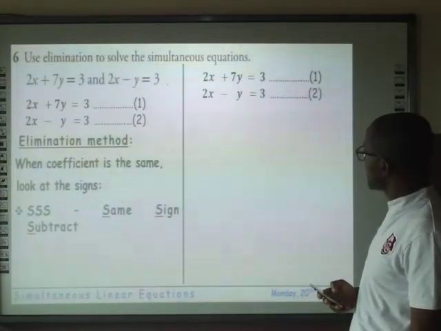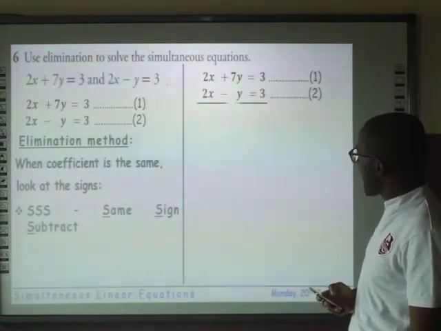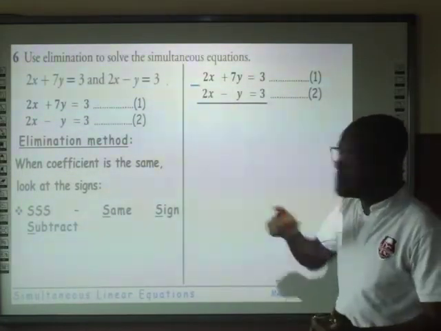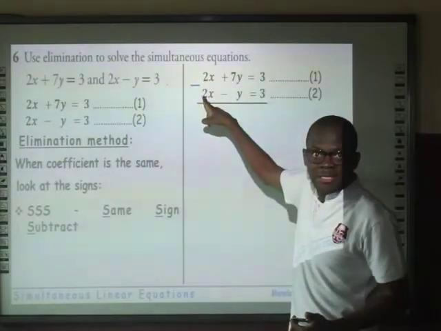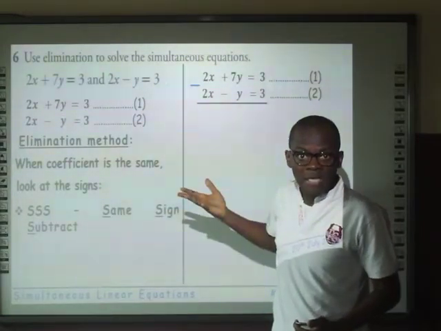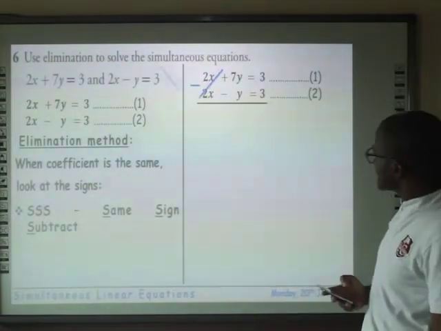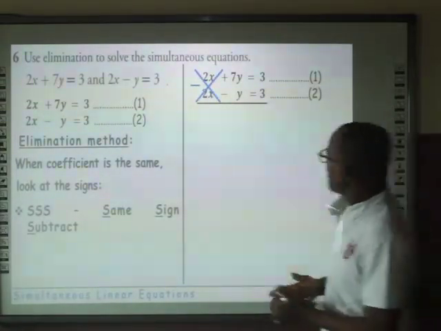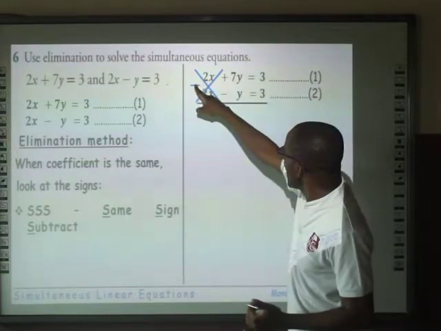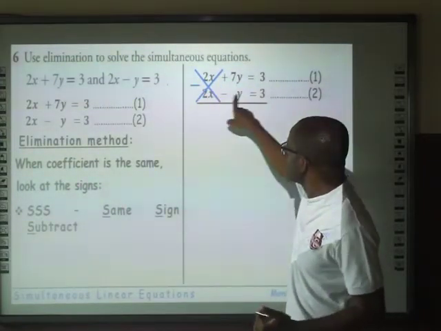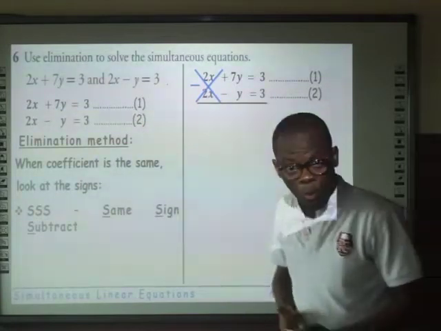So I'm rewriting the equations very clearly now. We subtract. Remember, 2x minus 2x is 0. Exactly. So the x is eliminated. The x is eliminated. And next up, you have 7y minus minus y. And remember, minus times minus gives you plus. So 7y plus y gives you 8y.